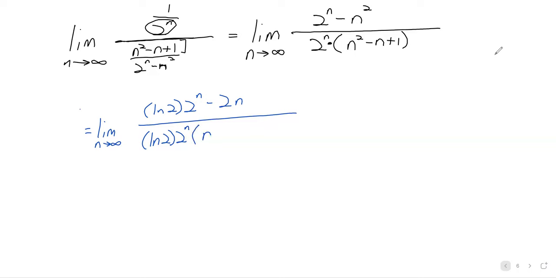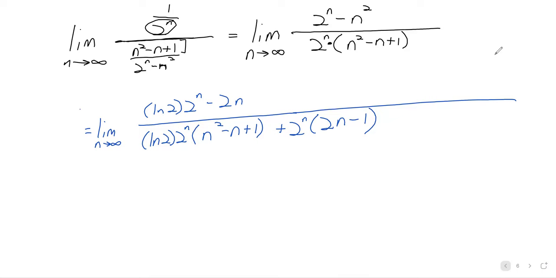And we'll leave n squared minus n alone. And then we'll leave 2 to the n alone. And we'll take the derivative of n squared minus n plus 1. And this is... I'm feeling kind of cautiously optimistic about this now that we've done it once.